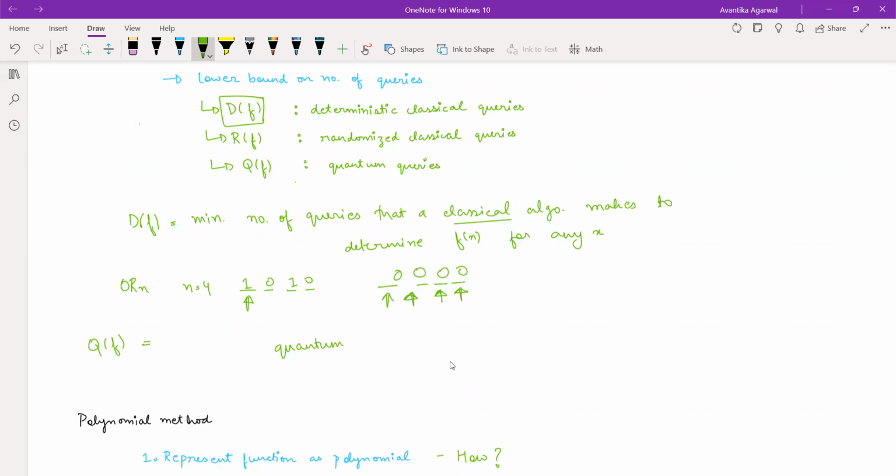Sorry to interrupt. Can I ask one question? Yes, definitely. In this query model, your ith query is bit xi, but suppose the query can take two inputs i and j, and it will output maybe the AND of xi and xj.